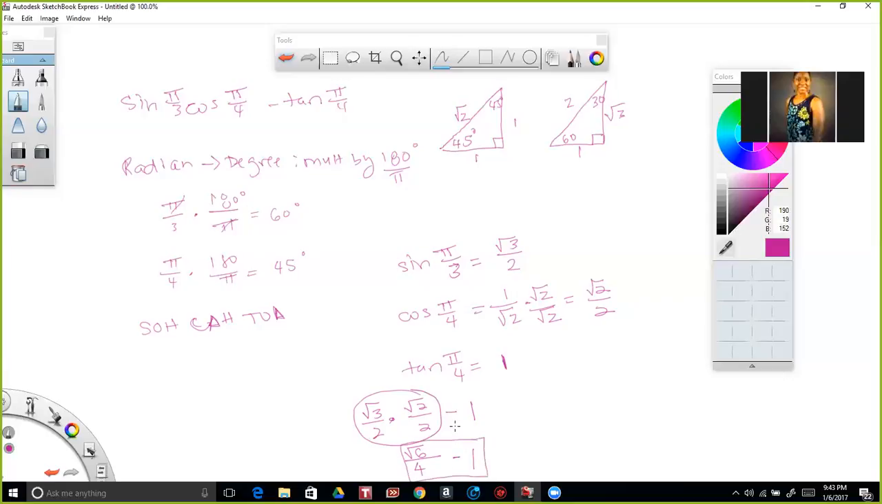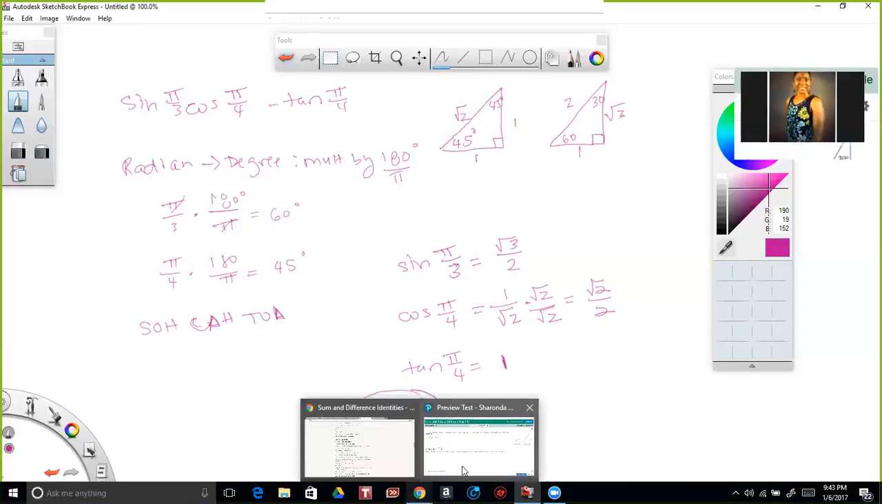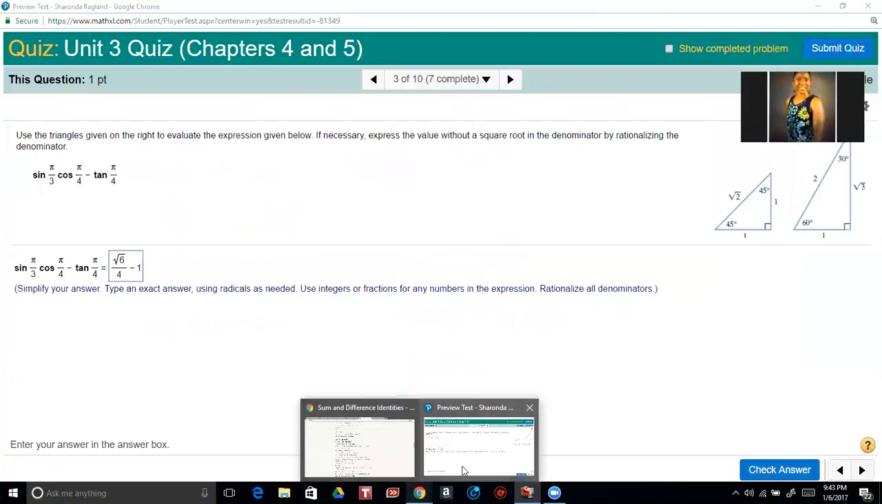And that will be your answer for this trig problem here. It says, the square root of 6 over 4 minus 1.